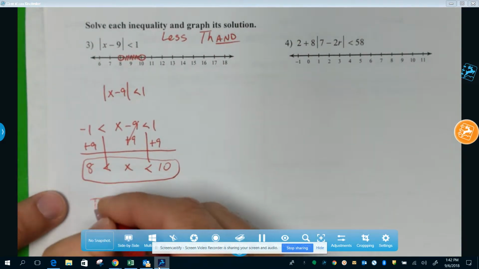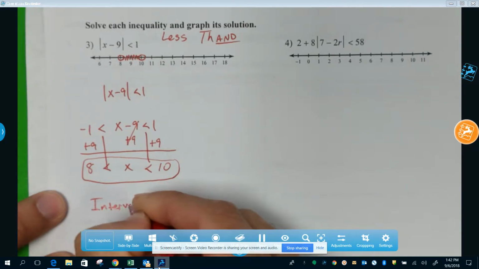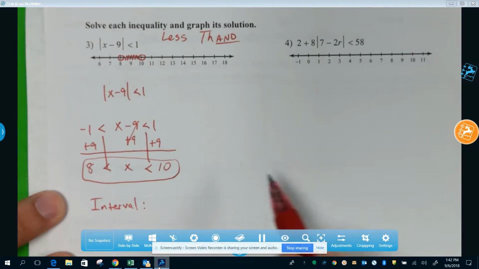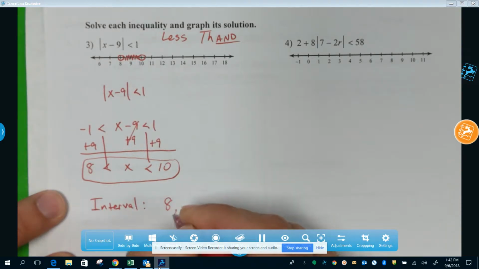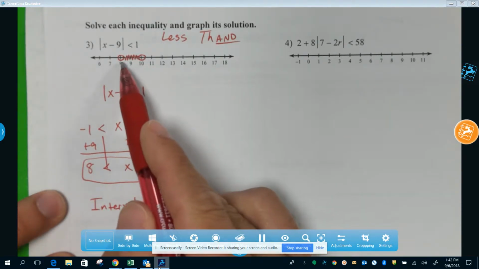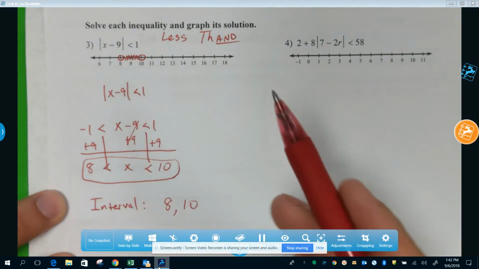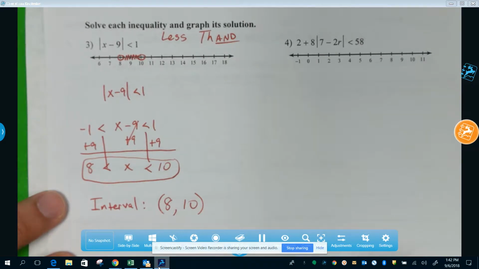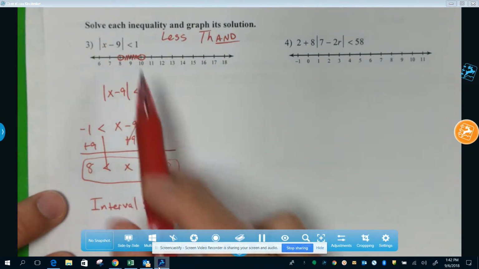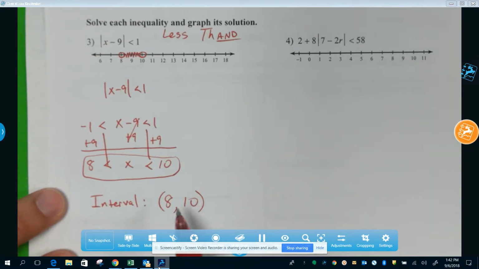So when we ask for interval notation, what did we shade? We shaded from 8 to 10. So we say 8, 10, and since both the 8 and the 10 are open circles, both 8 and 10 get parentheses. There's one section of shading, that's it. So we just have one section of the interval here.